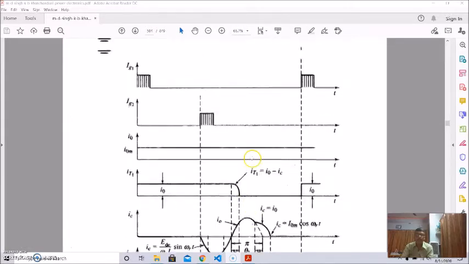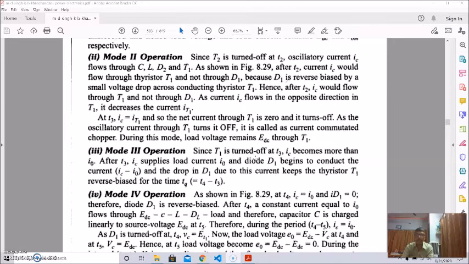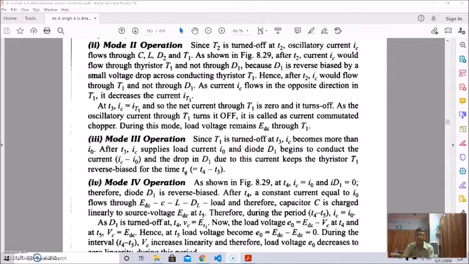So these are the mode 2 operations. At T3, IC equals IT1, so the net current through T1 is 0 and it turns off. As the oscillatory current through T1 turns it off, it is called a current commutated chopper. During this mode, load voltage remains EDC through T1. And in mode 3 operations, since T1 is turned off at T3, IC becomes more than the load current or output current I0.